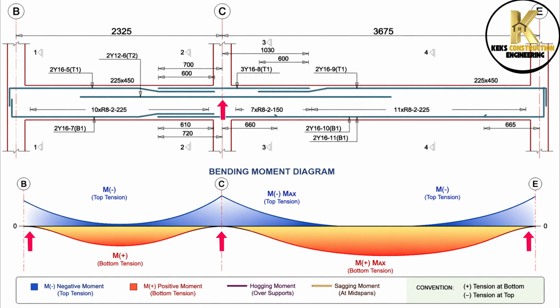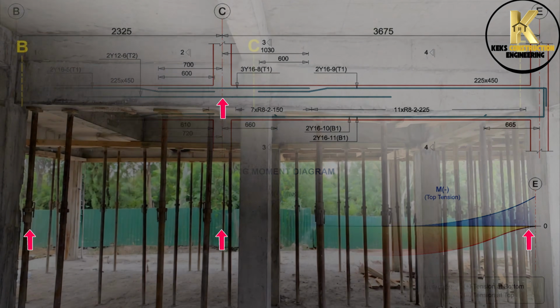In the same manner, compression forces are maximum at the support, thereby causing the support to experience high hogging or negative bending moment. That's why extra top bars are provided at the support to balance this negative moment. If you wrongly interpret and place these bars, your structure will fail like this.